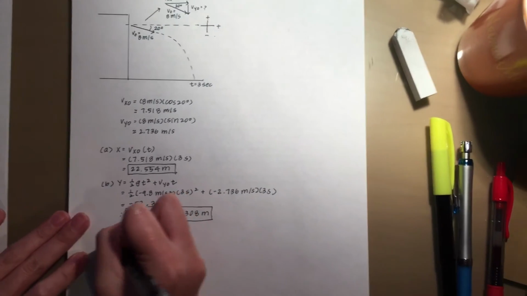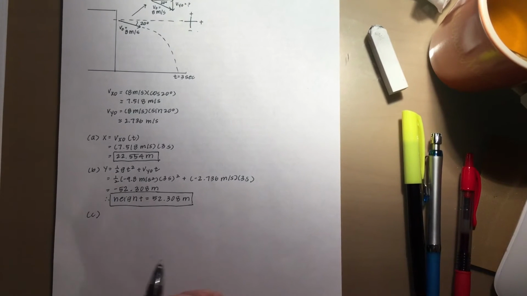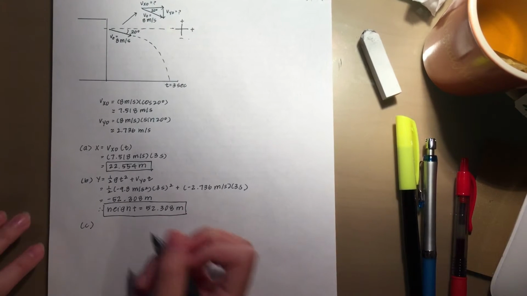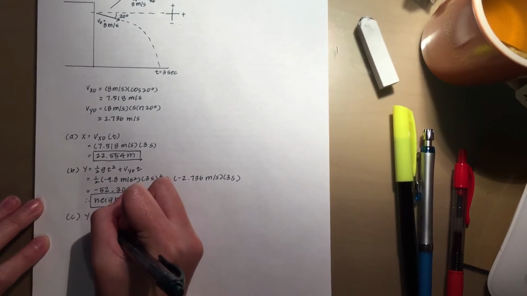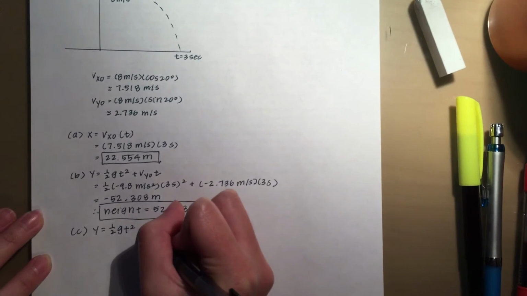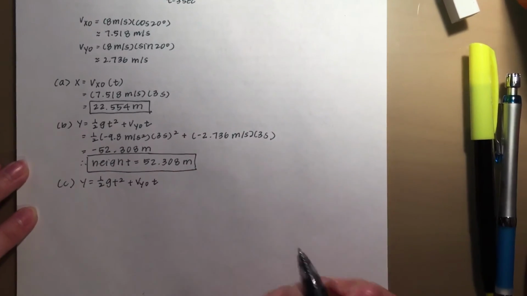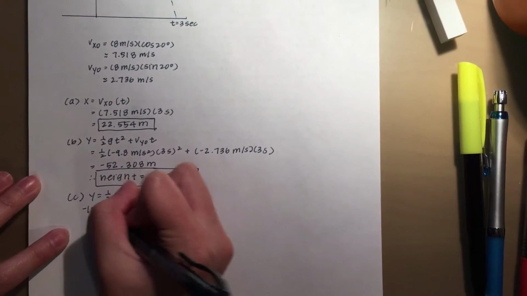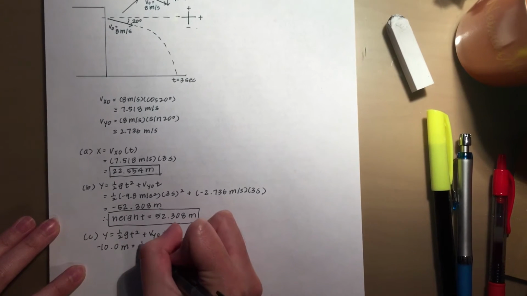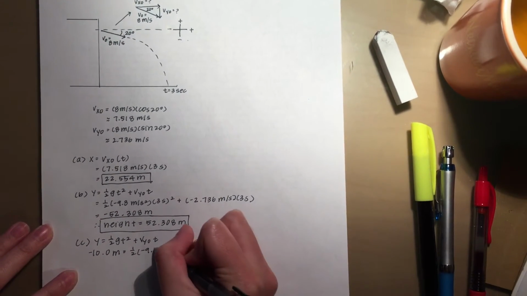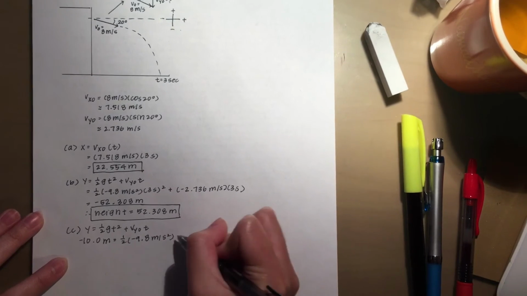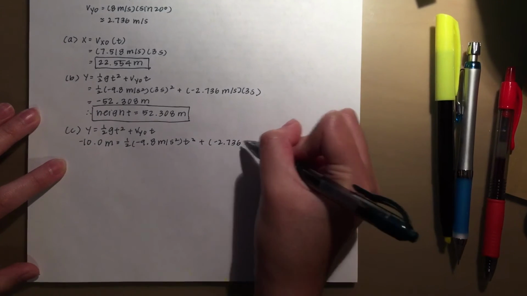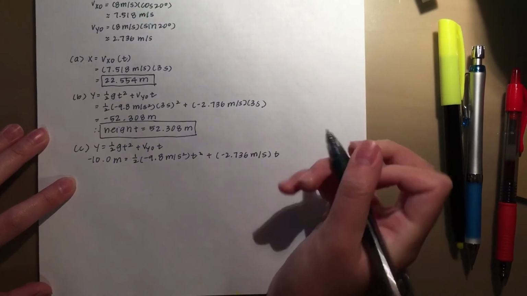Okay, and finally for part C, it asks us how long does it take the ball to reach a point 10 meters below the level of launching. So again, we're using our kinematic equation y equals 1/2 g t squared plus v y initial t. So our displacement in the y direction would be negative 10 meters, which equals 1/2 gravity, which is negative 9.8 meters per second squared, multiplied by time squared, plus negative 2.736 meters per second times time.